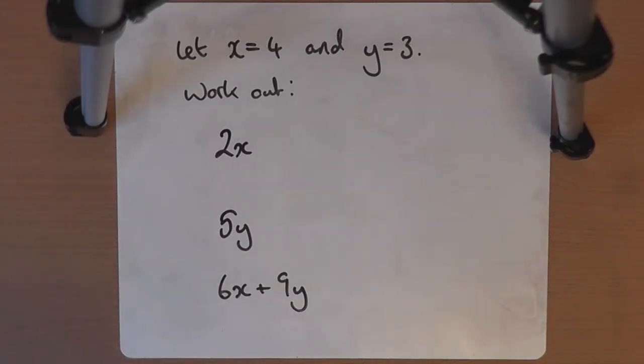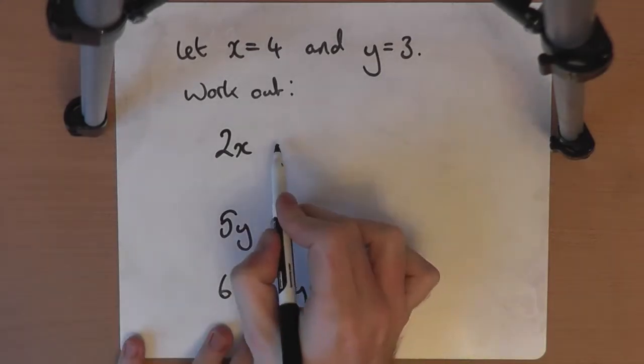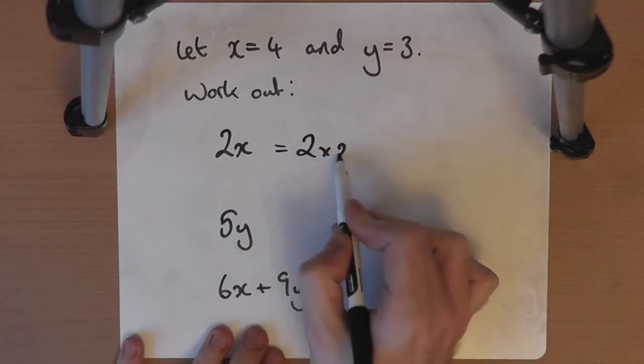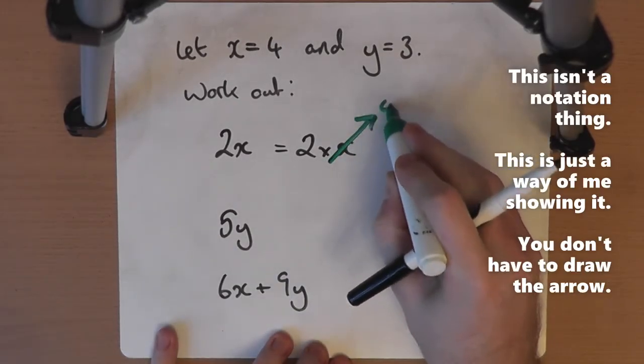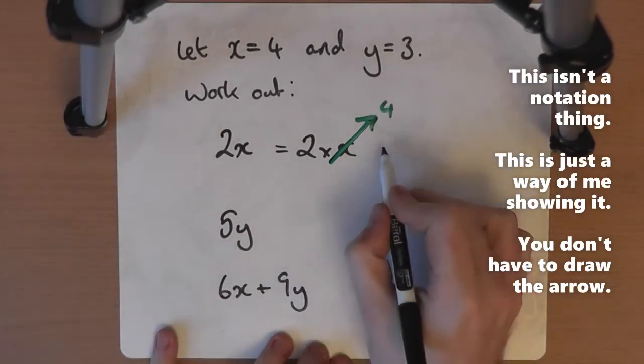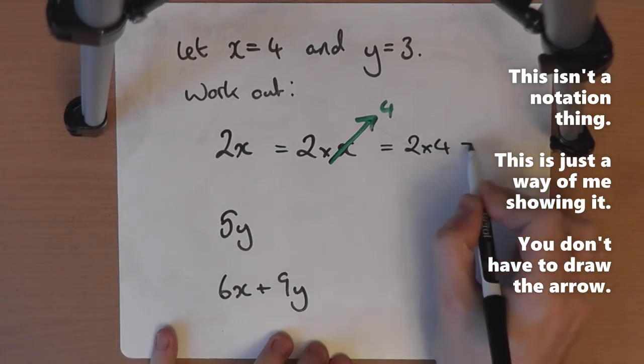We are given some extra information here. We are told the number that x is coding for and the number that y is coding for. What we're then going to do is, for each of these expressions, the 2x, the 5y and the 6x plus 9y, we are effectively swapping out, substituting the letter for the number that we now know it to be. For example, 2x means two lots of x, but we now know that x is in fact 4. So we swap it out for the number 4, i.e. 2 lots of 4 is 8.